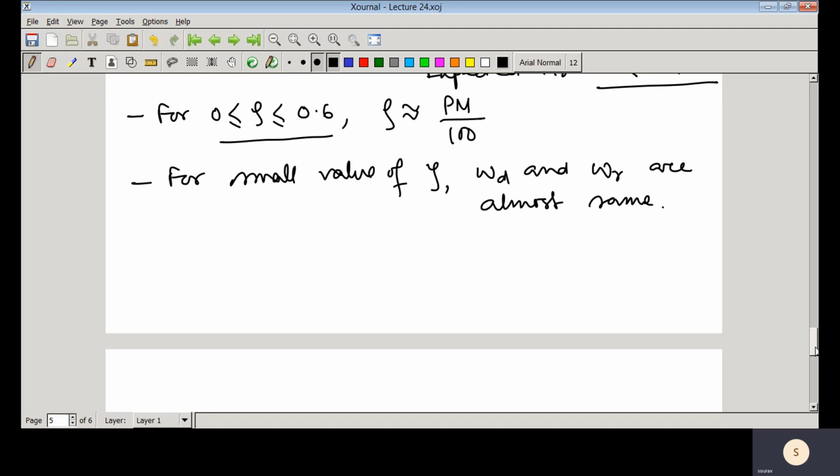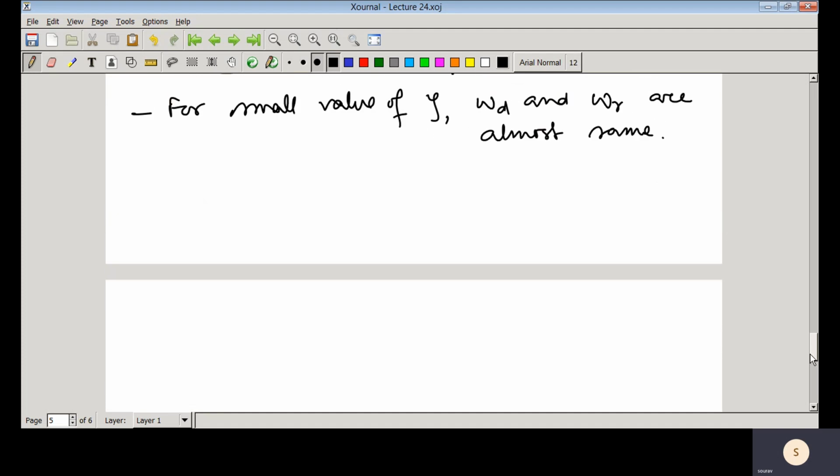So let us discuss one more concept, which is called the bandwidth of a system. So this is the bandwidth.